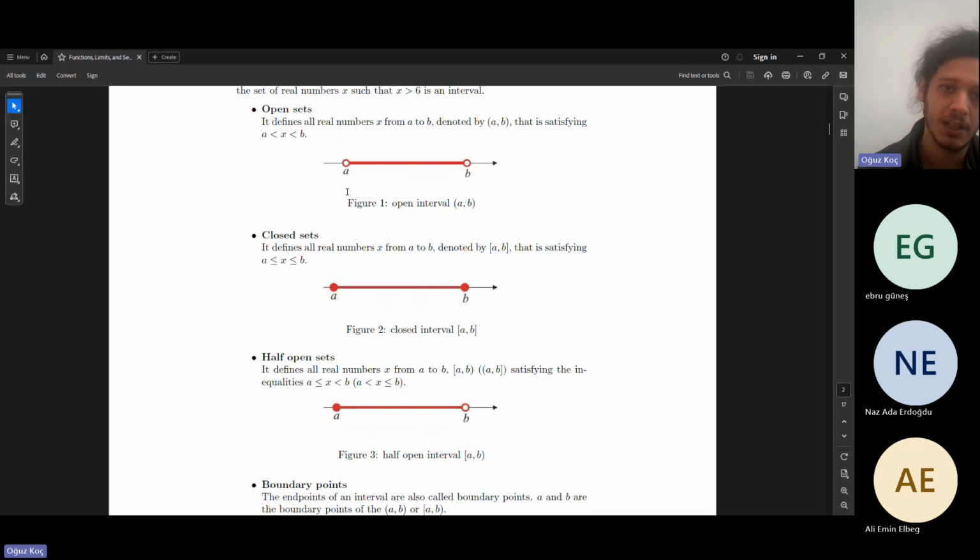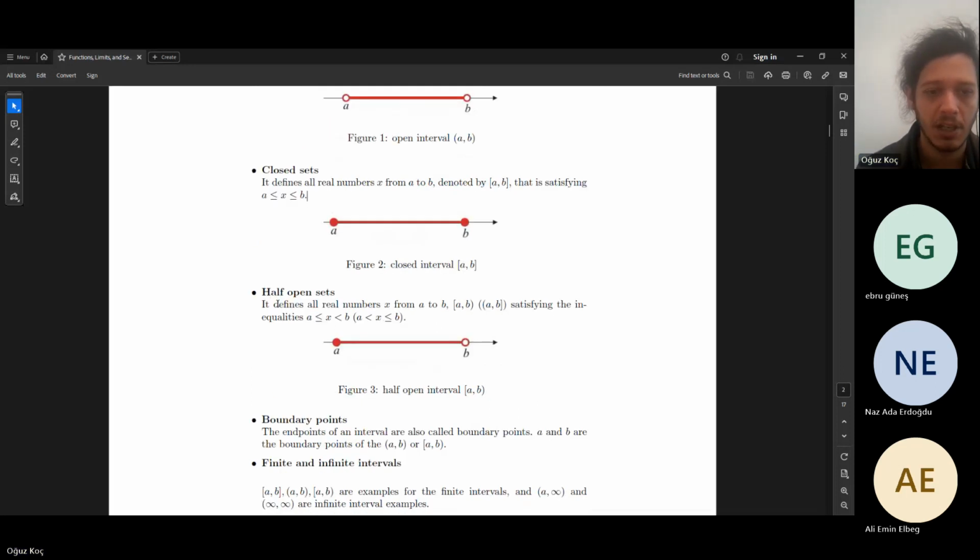The definitions are all similar, but we can talk about the definition. It defines all the real numbers x from A to B. For this case, A is in our interval, B is not involved in our interval. Therefore, we just do not fill the B. We need to fill the A, and all the values between A and B have to be involved in the interval.